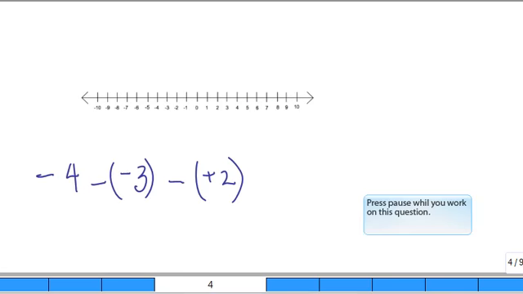It's your turn to give this question a try. Press pause while you work on the question before you hit play again to see how you did.